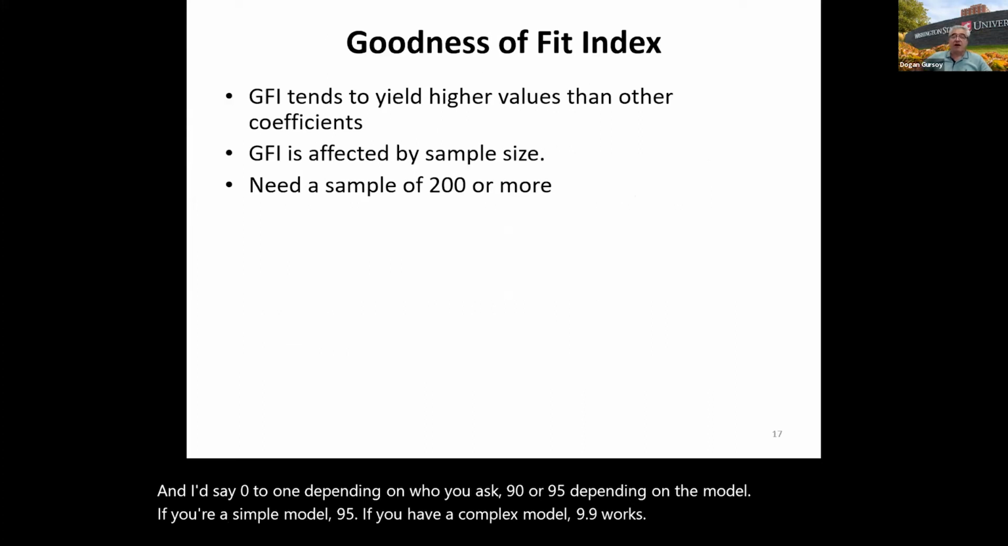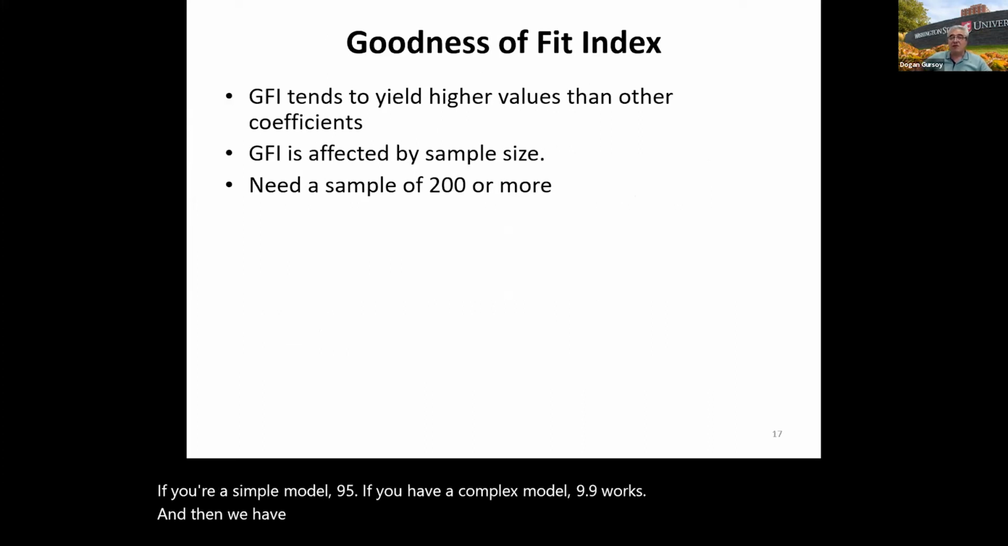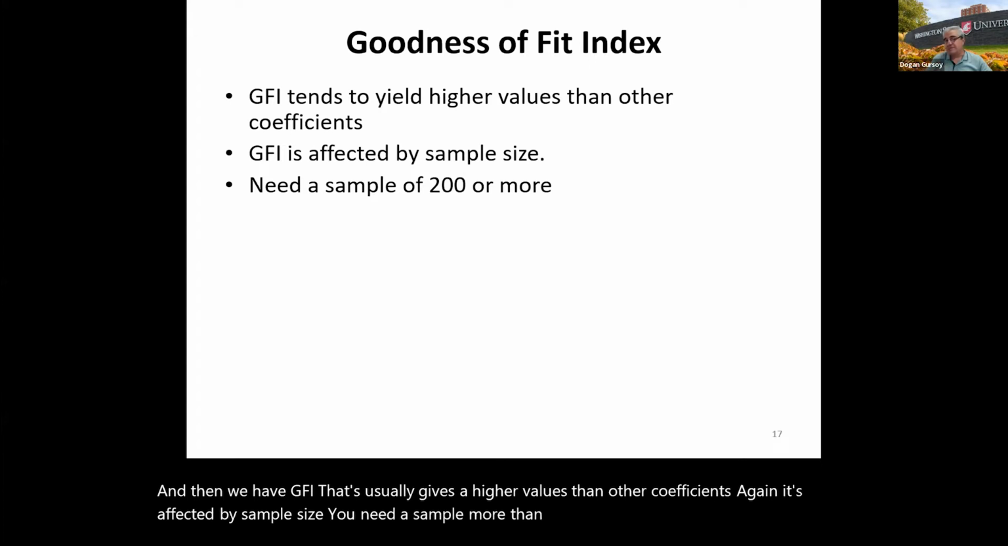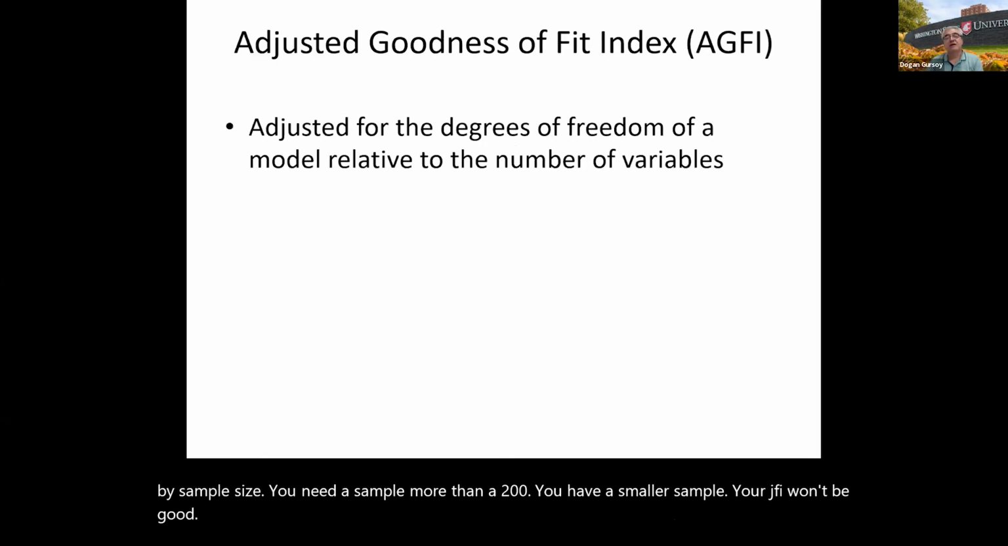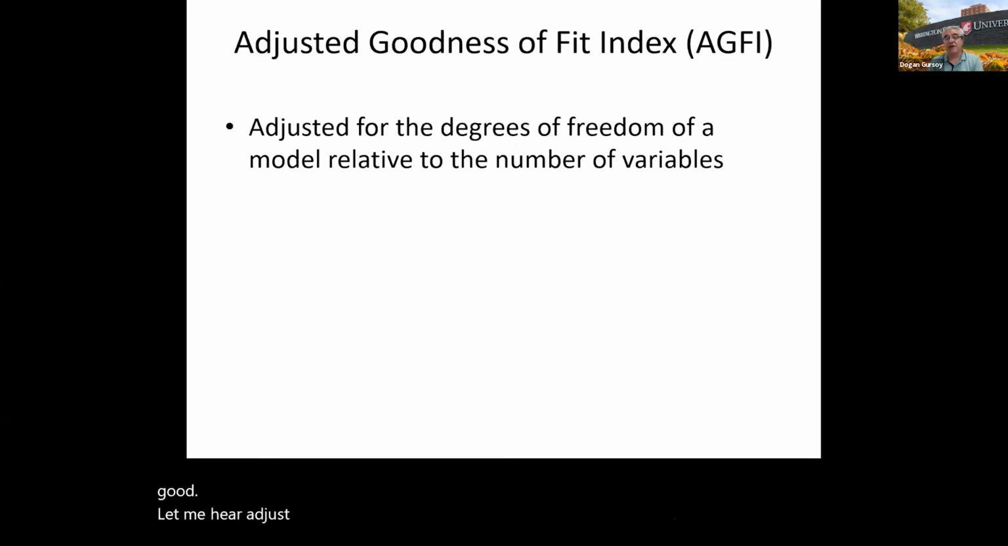And then we have GFI. This usually gives higher values than other coefficients. Again, it's affected by sample size. You need a sample of more than 200. If you have a smaller sample, your GFI won't be good. Then we have the adjusted one, basically adjusted for the degrees of freedom, depending on the complexity of the model.